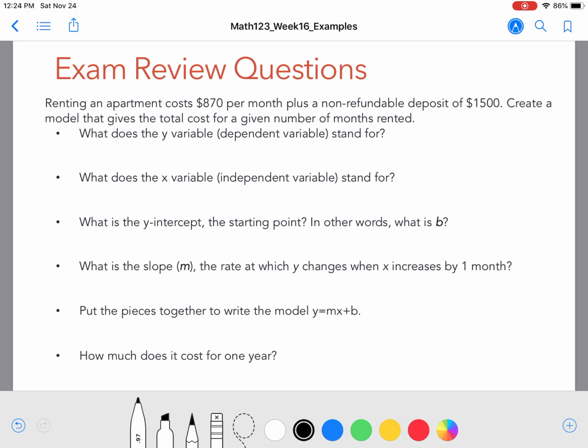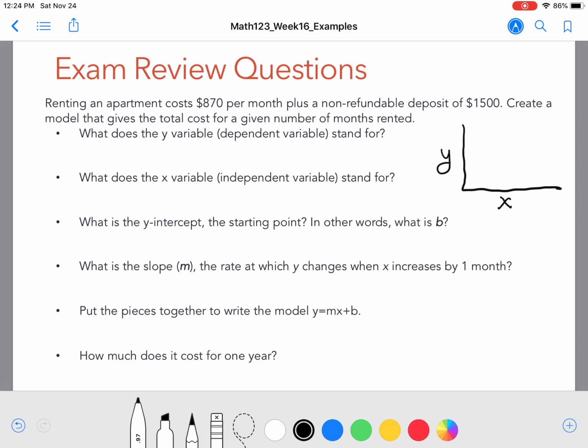Okay, renting an apartment costs $870 per month plus a non-refundable deposit of $1,500. Create a model that gives the total cost for a given number of months rented. Okay, so it asks us what the Y variable stands for. So let's draw ourselves a little picture here. If you remember, this is always X, this is always Y.